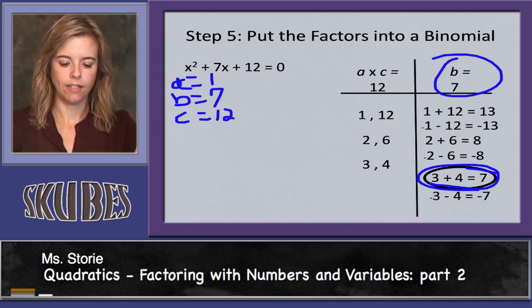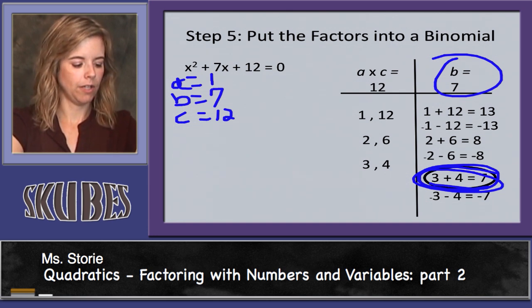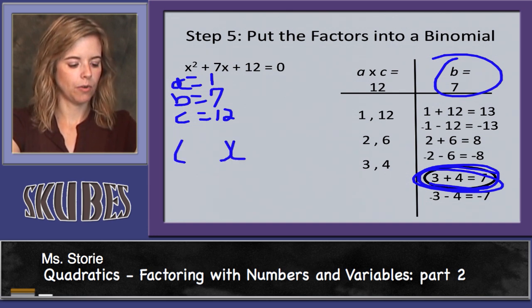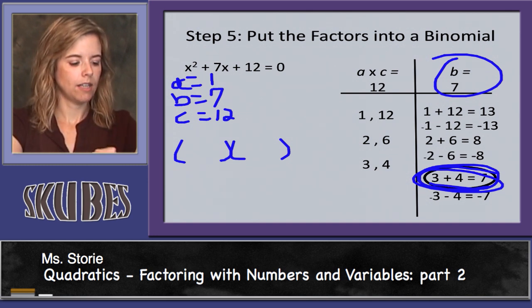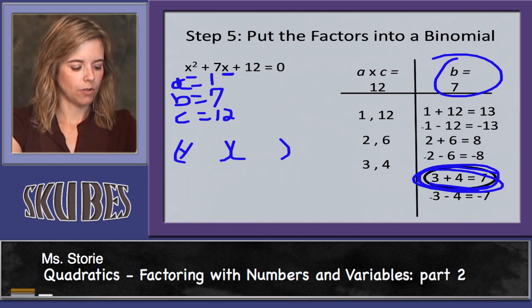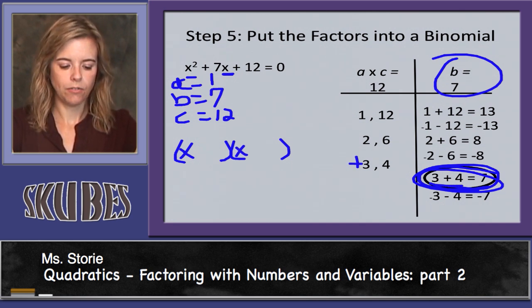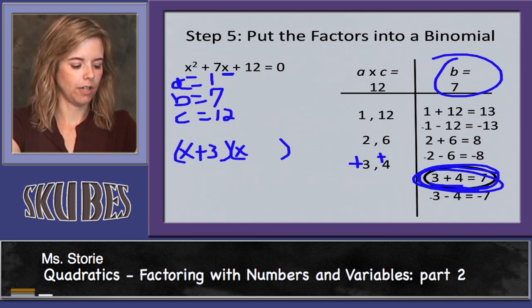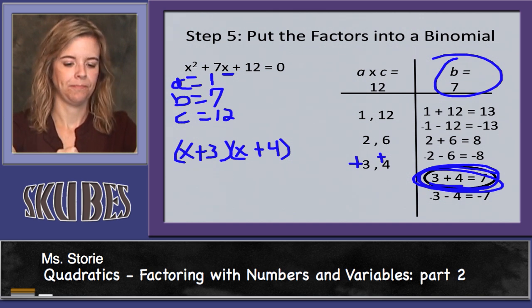Now we're just going to take these factors of 3 and 4, and we're going to put them into a binomial. Binomials, if you remember, are just the two sets of parentheses with the variable plus or minus the number. In this case, we've got a variable of x, so it's x, and we found out our factors were a positive 3 and a positive 4. So we're just going to write plus 3 and plus 4. Now we've created our binomials.